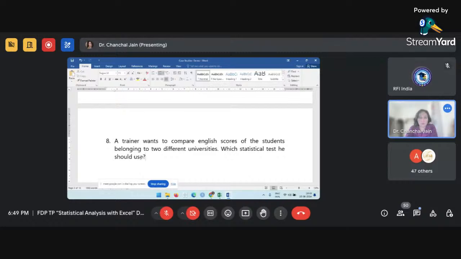If scores are given, then we can apply correlation. But ma'am, this is a situation only. If you say so, I'll give you the scores also. There is no problem. This is a situation you need to understand. In this situation, if you have the scores of two different universities, which test will you apply? Being a statistician, being a researcher, which test will you apply in that condition?